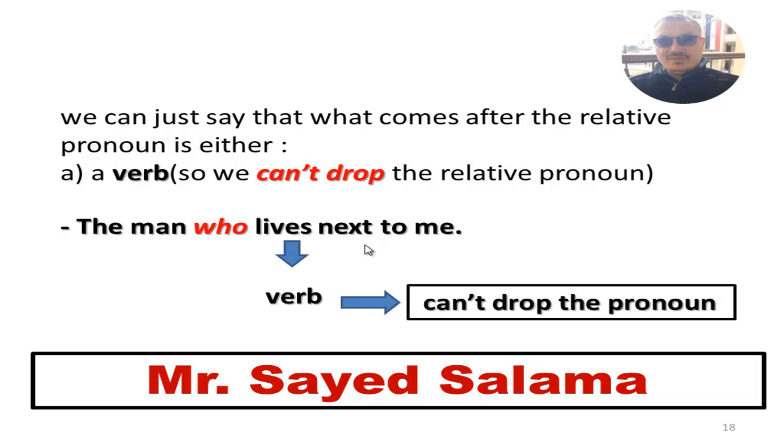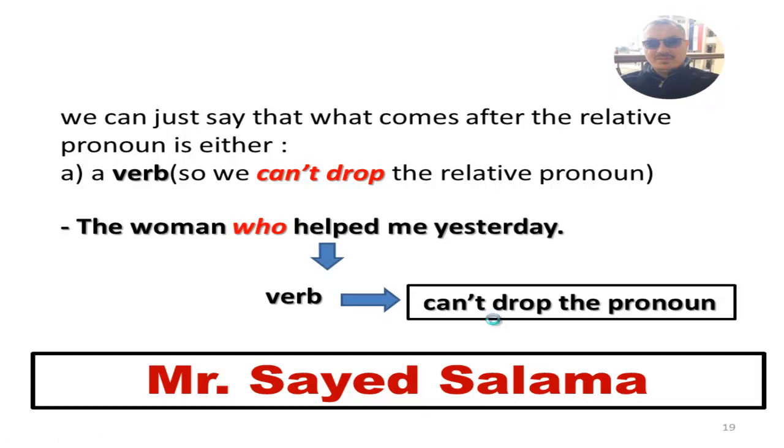The man who lives next to me died yesterday. Who lives? Look at the word lives. What comes after the relative pronoun? This is lives, so this is a verb. So you cannot drop the pronoun. You cannot say the man lives next to me. No. The man who lives next to me died yesterday. So you cannot drop the relative pronoun if it is followed by a verb.